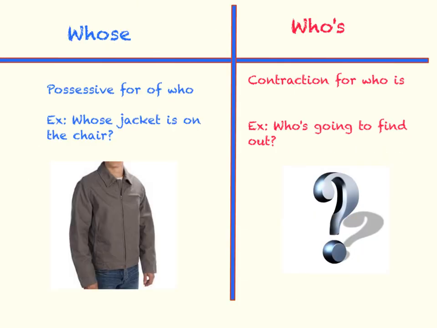Our second last example deals with the words whose and who's. In the first, we have W-H-O-S-E. In the second one, it's the contraction, W-H-O apostrophe S. For the first example, whose, W-H-O-S-E, it's the possessive form of who. The example would be, whose jacket is on the chair? The contraction for who is, the example is, who's going to find out?